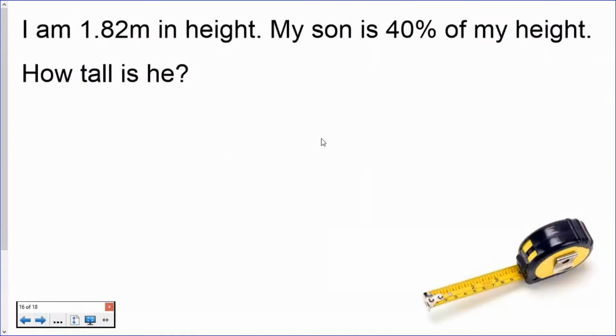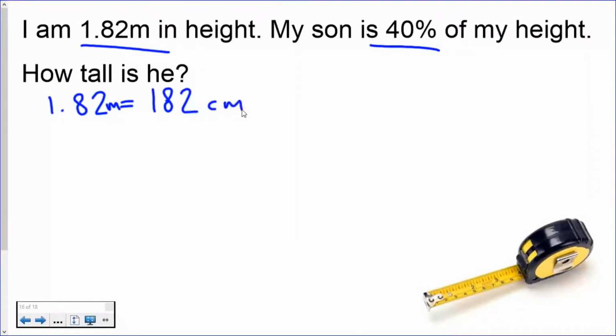One more example to go through here. I am 1.82 meters in height. That's also 182 centimeters, remember. My son is 40% of my height. How tall is he? So I need to find 40% of 1.82 meters. Now, 1.82 meters is also 182 centimeters. But most importantly here, it's the whole. That's 100% of my height, isn't it? I want to find 40% of that.